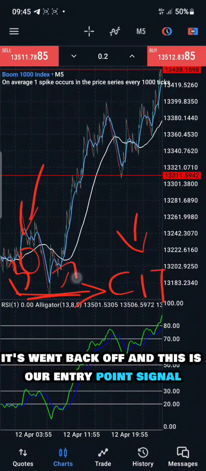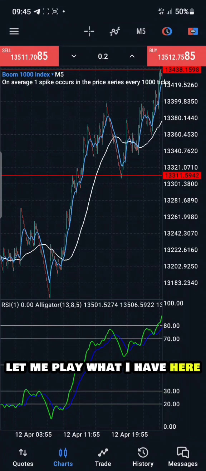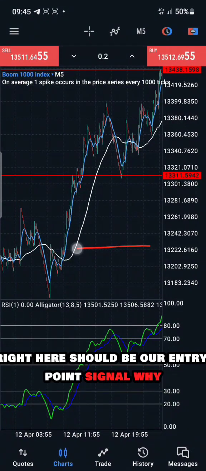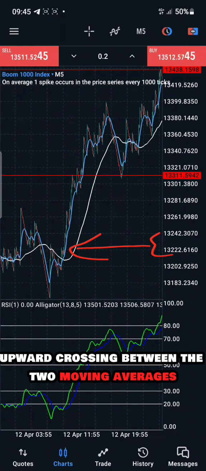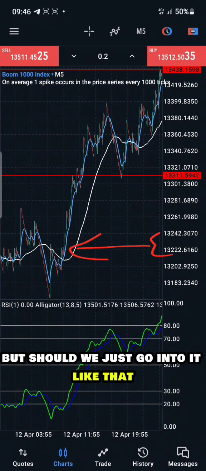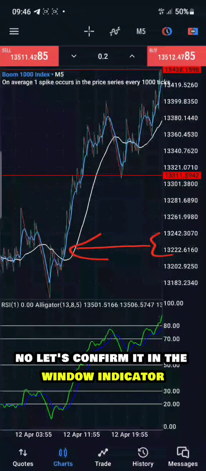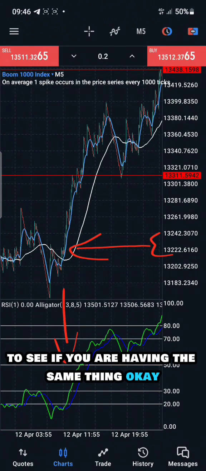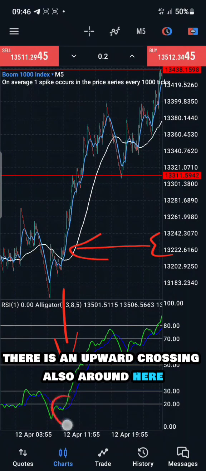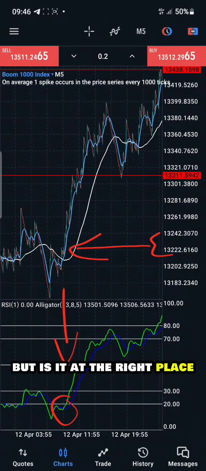It pulled back, it went back up, and this is our entry point signal. Let me clear what I have here. Right here should be our entry point signal. Why? Because there is an upward crossing between the two moving averages. But should we just go into it like that? No, let's confirm it in the window indicator. So you go straight to the window indicator to see if you are having the same thing. There is an upward crossing also around here, but is it at the right place?